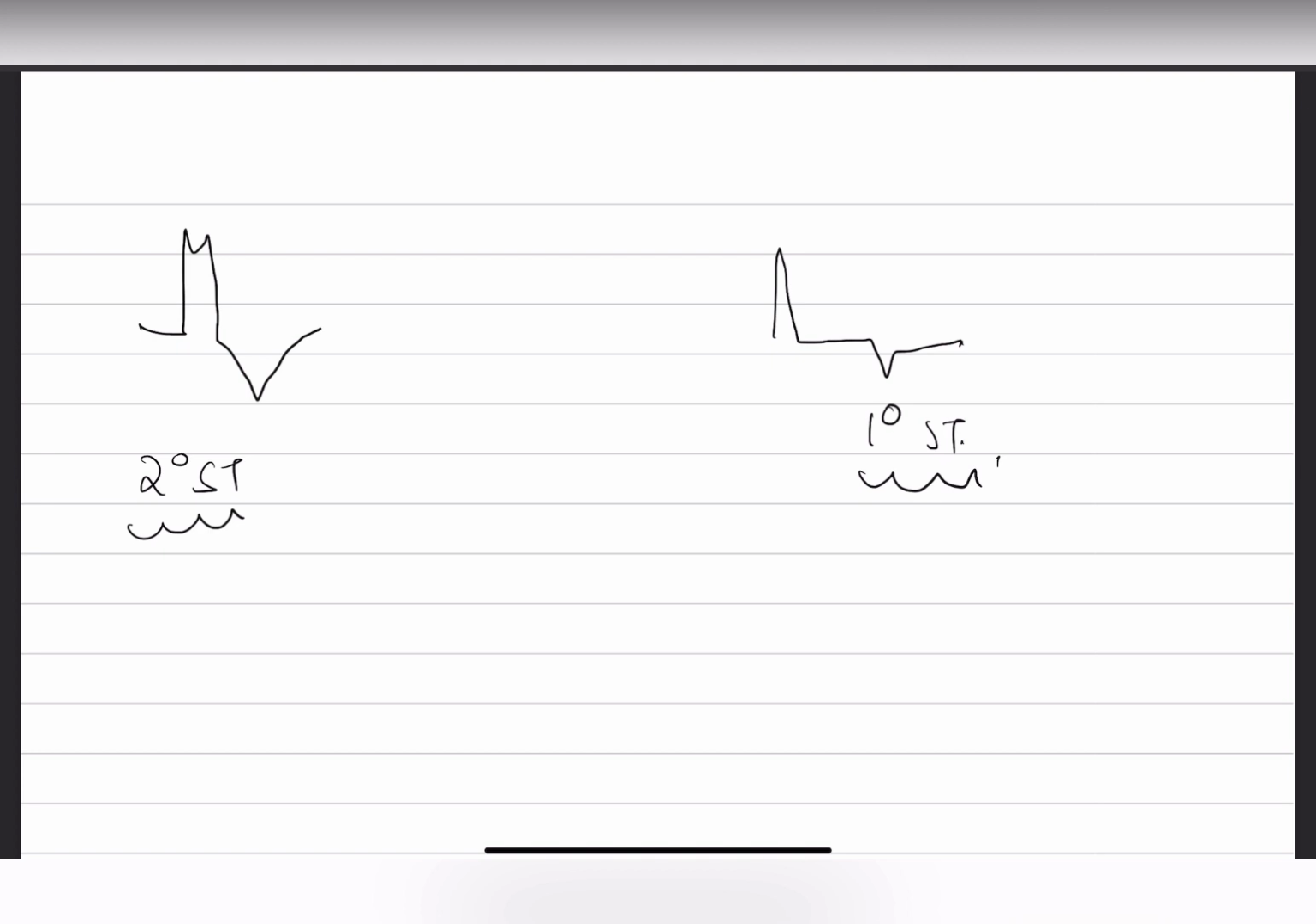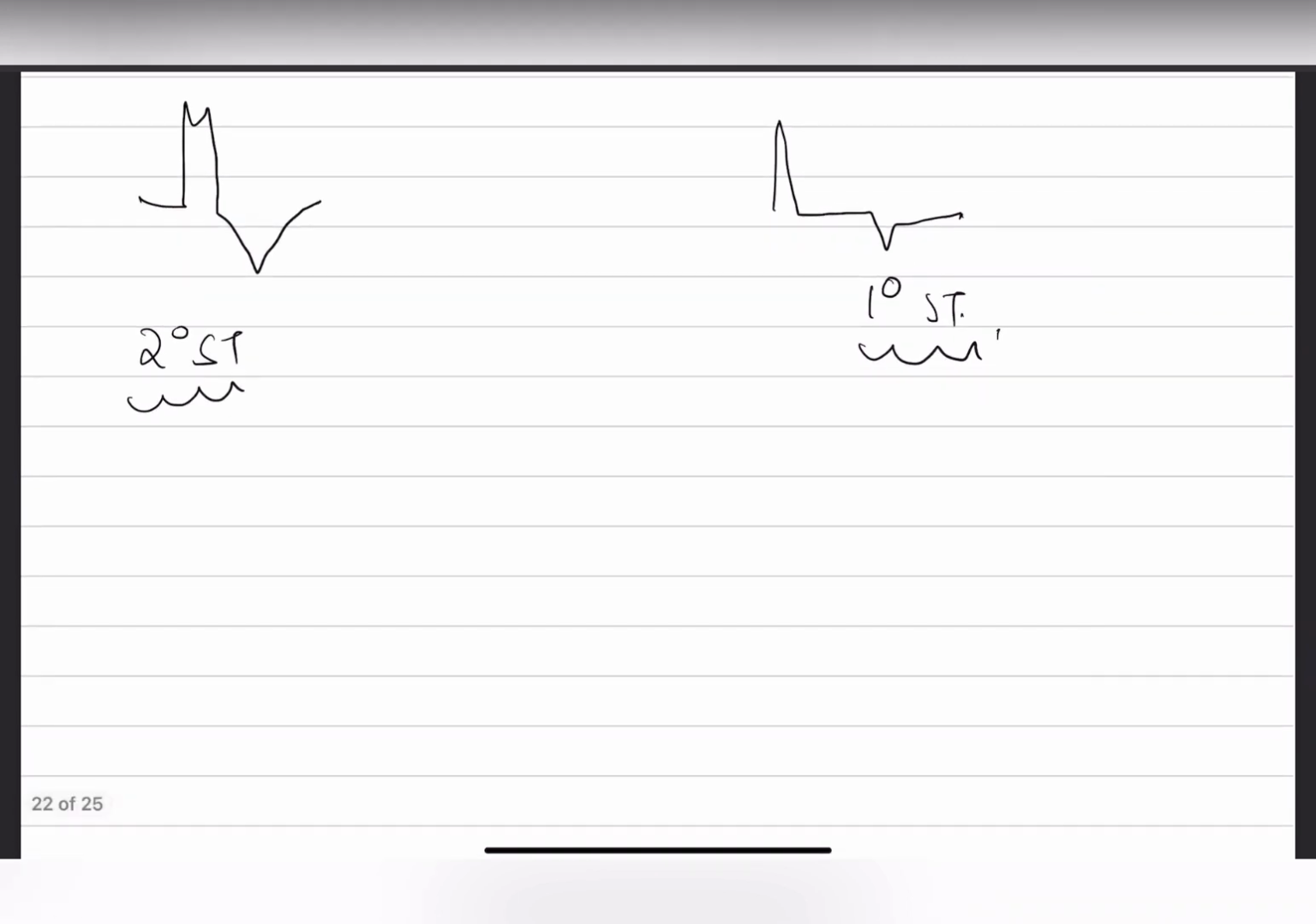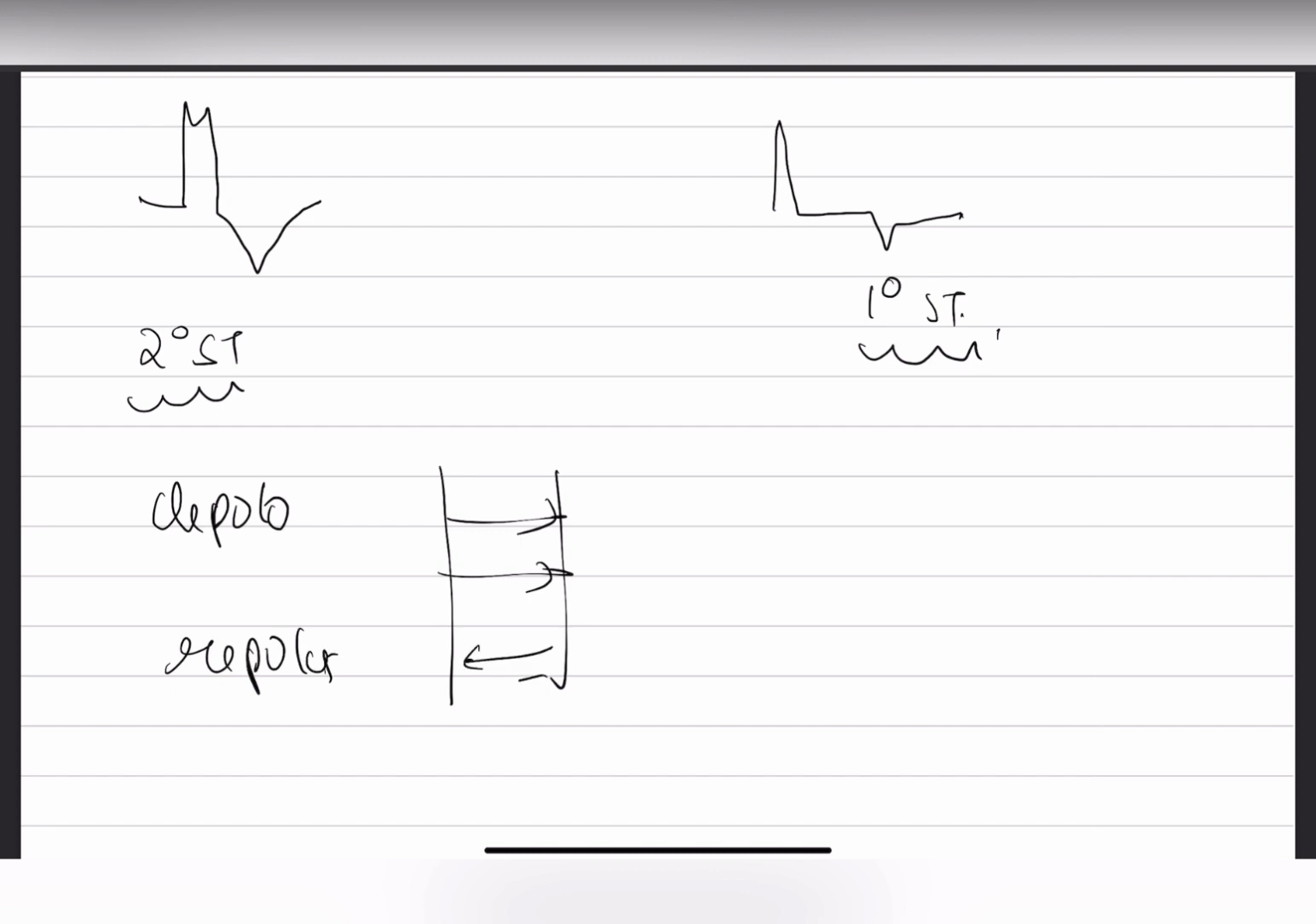We all know, previously we learned, that depolarization moves from endocardium to epicardium. We know that, and we also know that repolarization occurs from epicardium to endocardium.